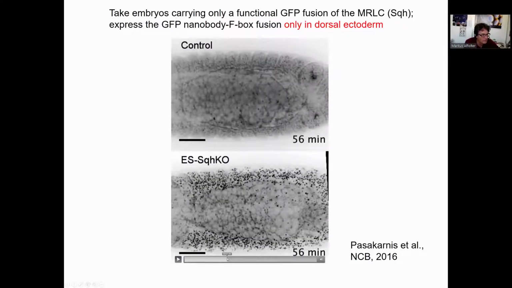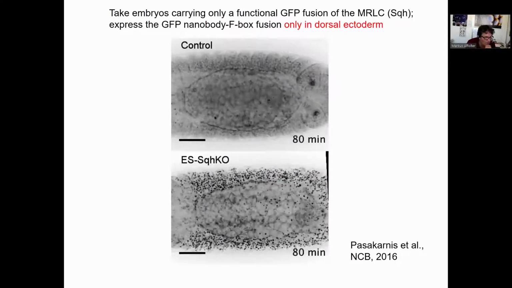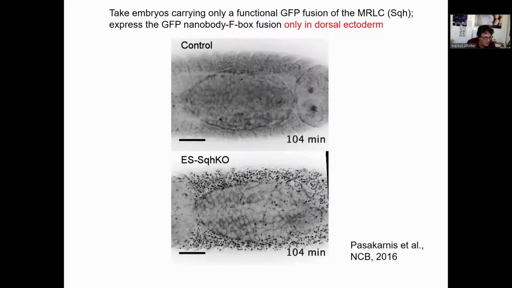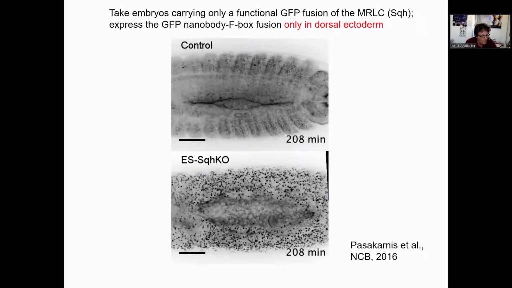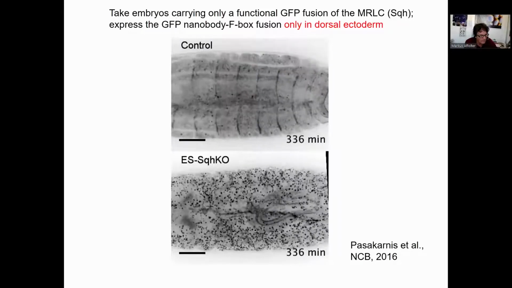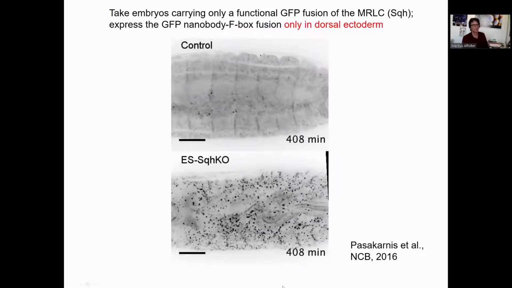Here you have the purse string. Here it's gone. Squash degrades in the epidermis, and you get these big blobs. I won't tell you why, but you see it closes, it closes, it closes, gets smaller and smaller, like here. So it closes. At the end, the embryo is dorsally closed.